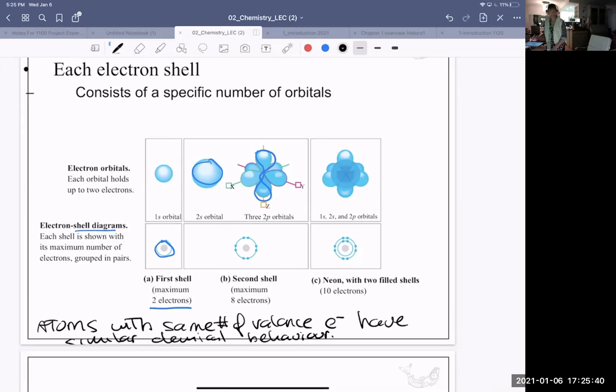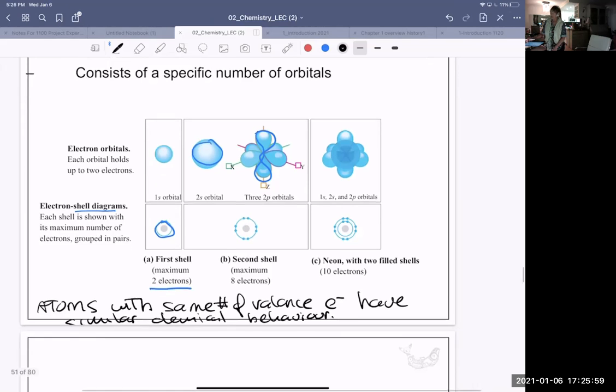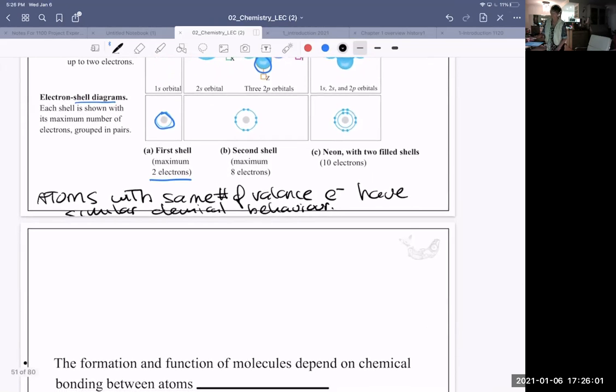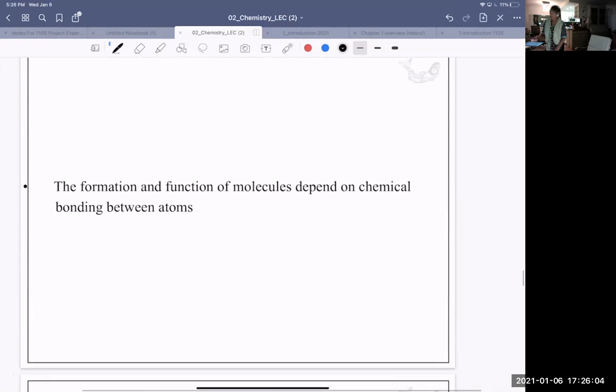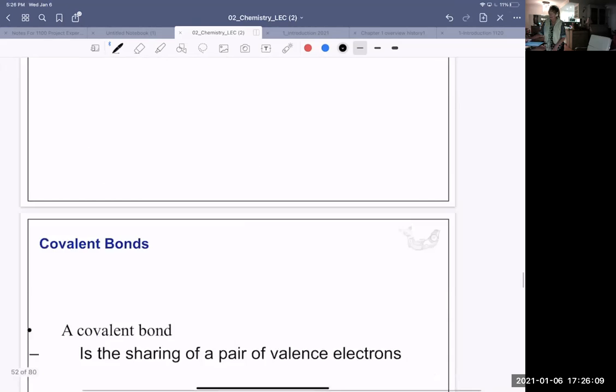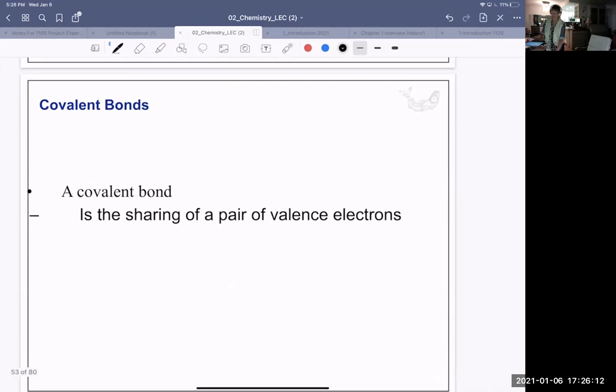So an atom with a complete valence shell is unreactive, but all the other atoms with non-filled shells are reactive. They'll form bonds, they'll try to complete their orbital, the octet rule, and sometimes they'll be ions. So the formation and function of molecules depend on the chemical bonding between atoms. And those are the electrons that are making some of these bonds, in particular the covalent bonds.